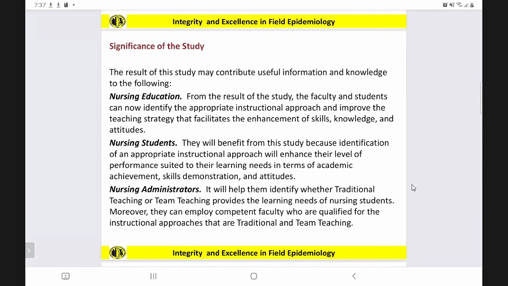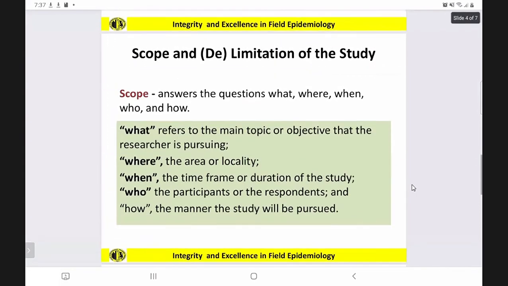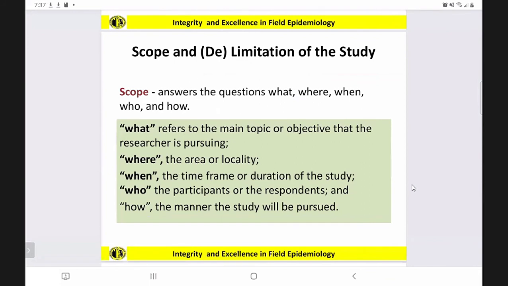So that's how you will make your significance of the study. Not in paragraph form, but to identify the stakeholders, who are going to benefit from that particular study, so the logic and congruence will be observed. Next, that's why with the problem tree analysis that you made, you can identify the stakeholders.